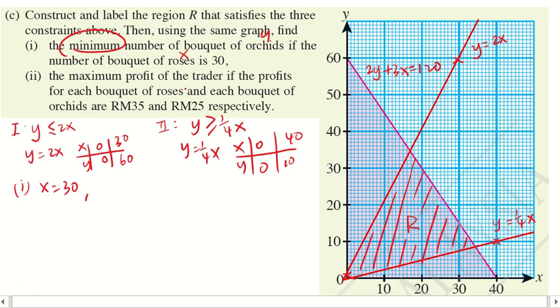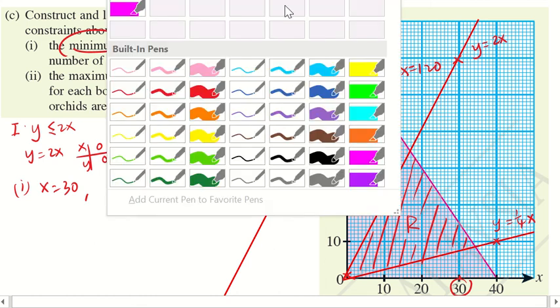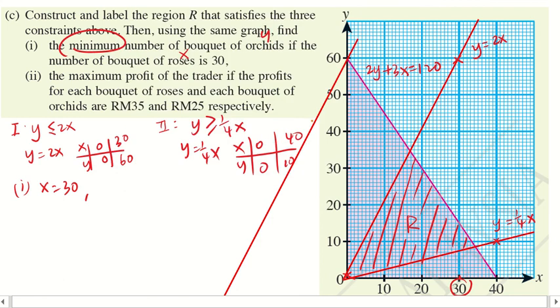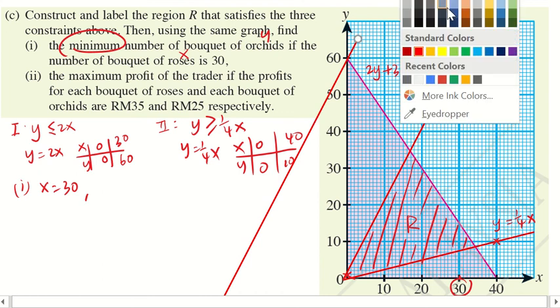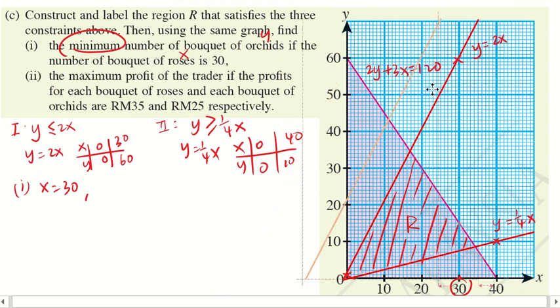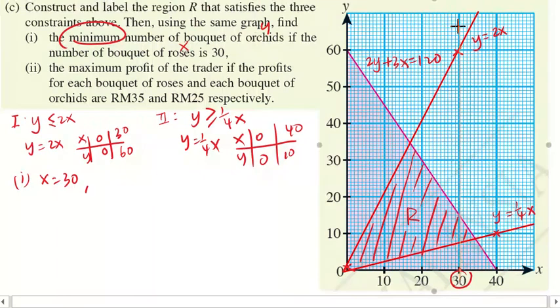Then it wants the minimum number. So okay, x equal to 30. We have to find where x equal to 30 is, and draw a straight line from x equal to 30. Let's say I use another color, an orange line. Change the color of the line. Your 40 is here, and 30 here. This is your x equal to 30.